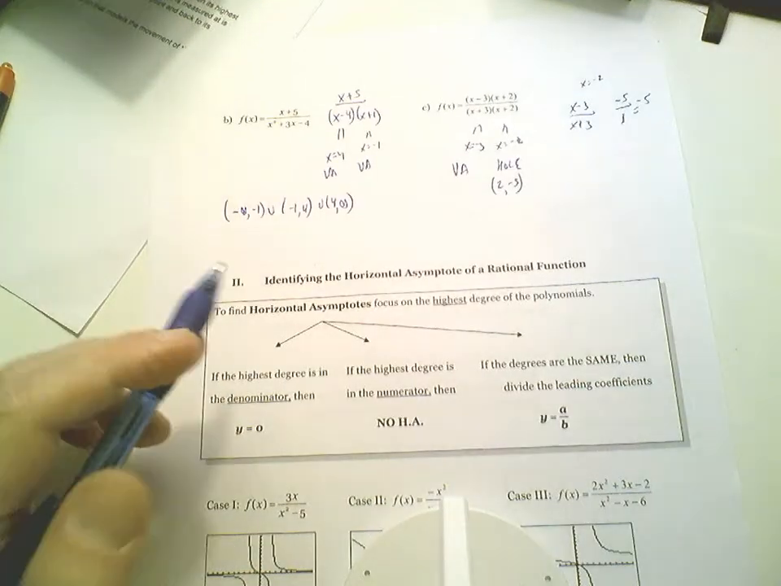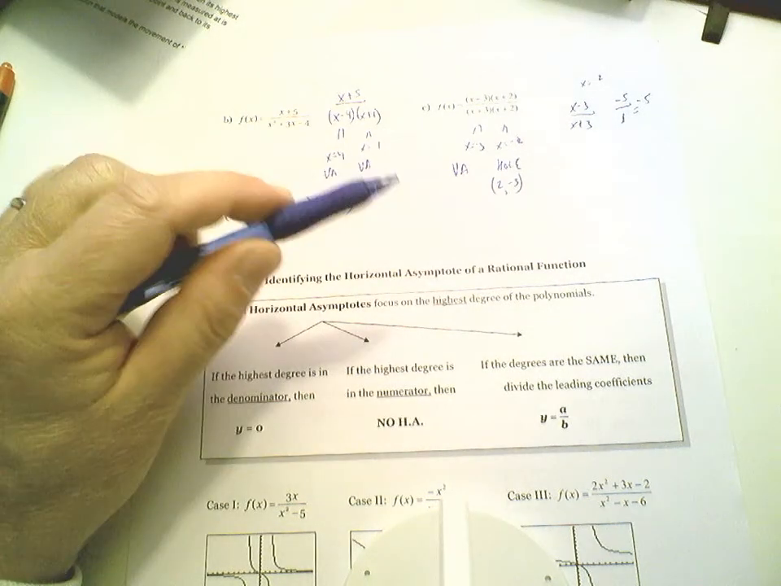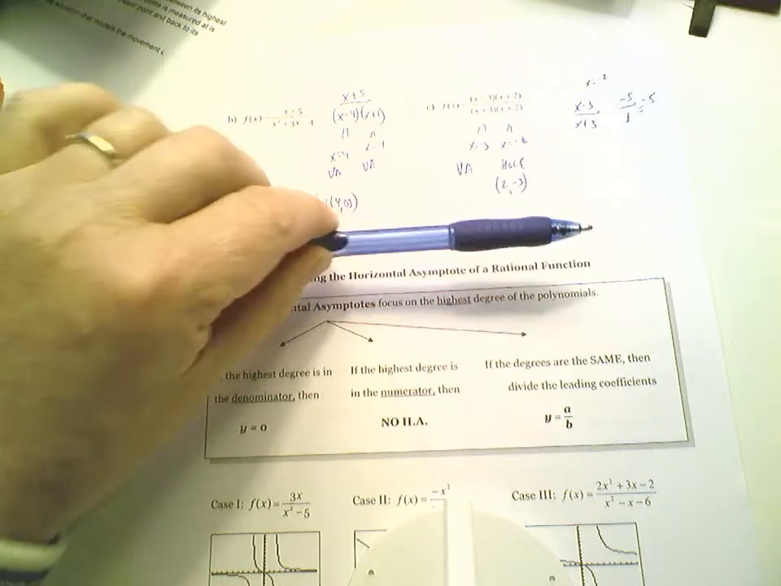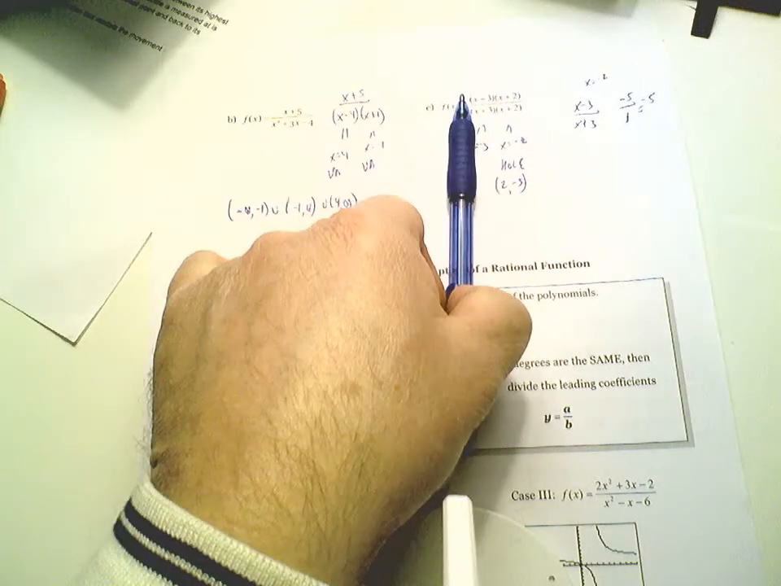How to identify the horizontal asymptote of a rational function. Remember, an asymptote is what? A line that you approach but do not touch. It can be horizontal or vertical, as we've already seen.